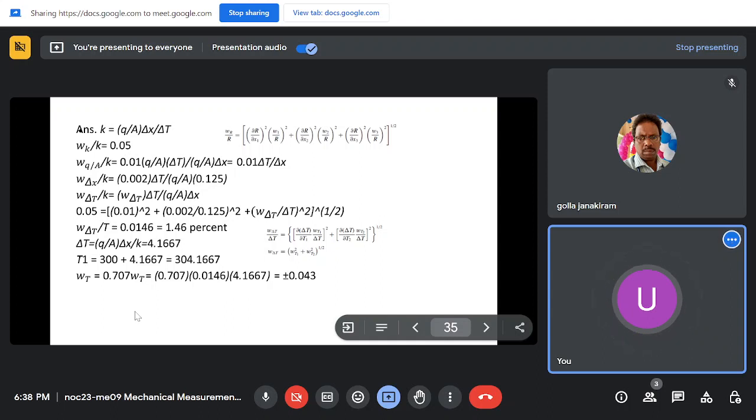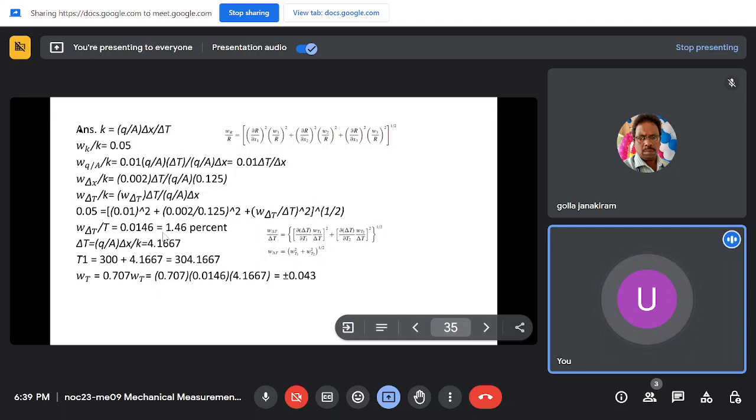So I hope this is clear. This is just a simple expression using the uncertainty measure law. So if you use that, we can easily find out the others. First we start with K. The question says limit K to 5%, so that we measure W delta T. What is the uncertainty in W delta T? Using the uncertainty analysis, we calculate W delta T using the expression, substituting all the derivatives and the corresponding uncertainty of each variable, and we find W delta T is 1.46%.